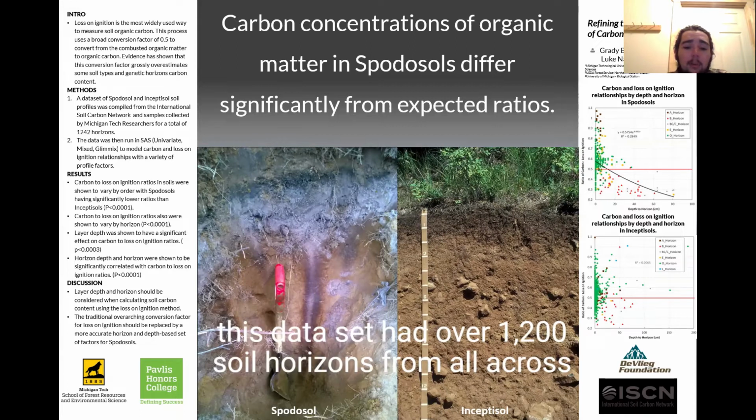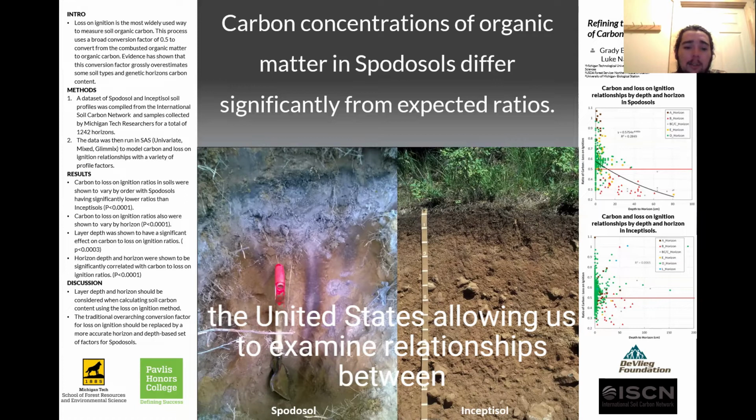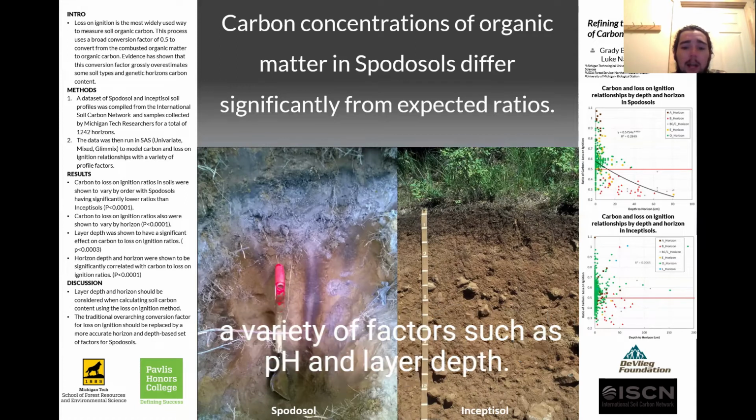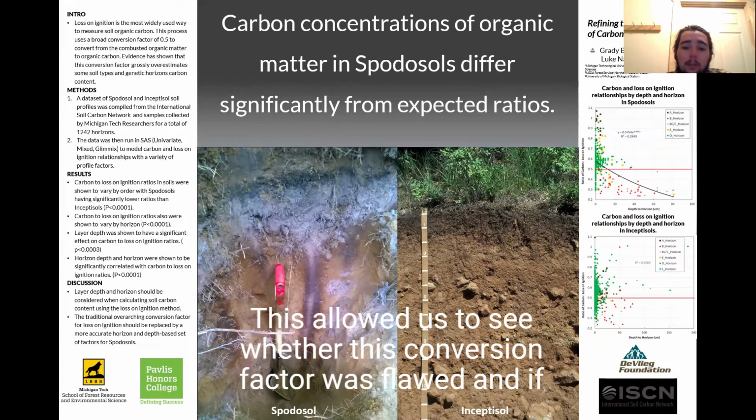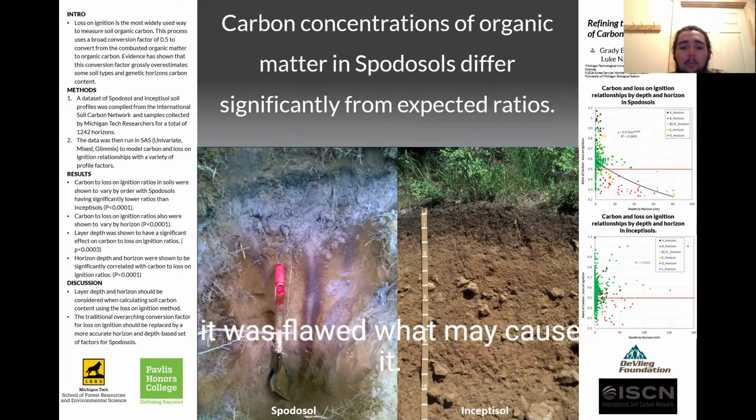This data set had over 1,200 soil horizons from all across the United States, allowing us to examine relationships between a variety of factors such as pH and layer depth. This allowed us to see whether this conversion factor was flawed, and if it was flawed, what may cause it.